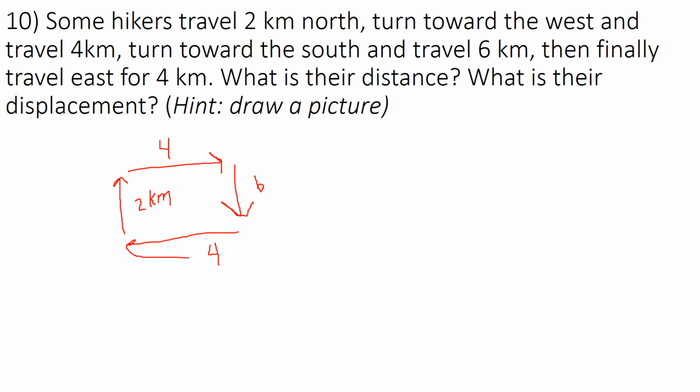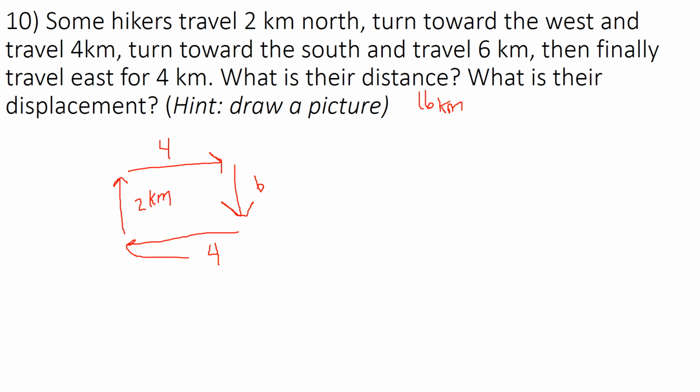Well, you would just add up those sides. So 6 plus 4 plus 4 plus 2. And you're going to get 16. All right, so distance is 16 kilometers. That's a pretty good distance. That's a pretty good hike. Maybe they would hike less if they weren't going in circles. All right, what's their displacement?